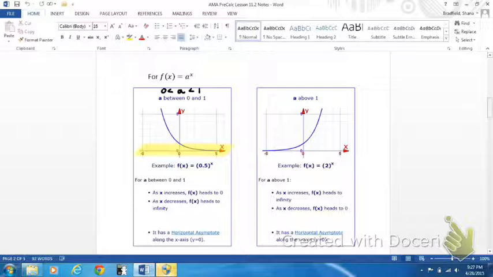The other function is where a is greater than 1. And for those values, the shape of the graph goes up from left to right. For this one, as x increases, y goes to infinity, or y increases, and as x decreases, y, or f of x, heads to 0. And again, we have a horizontal asymptote of y equals 0, or the x-axis.